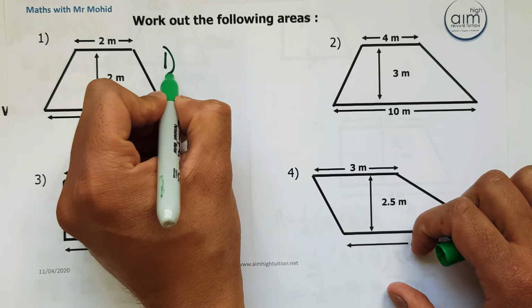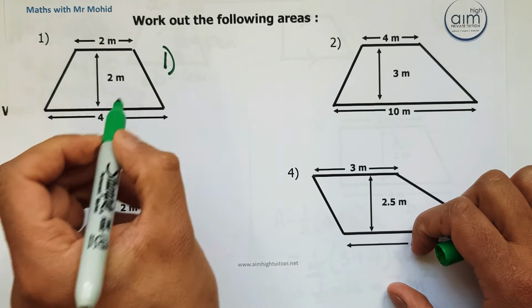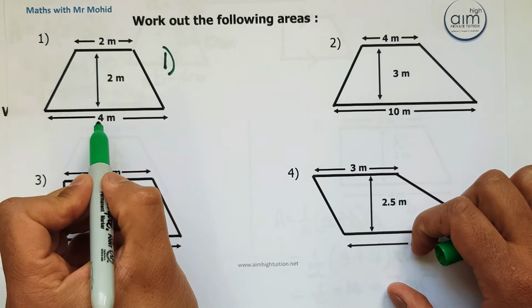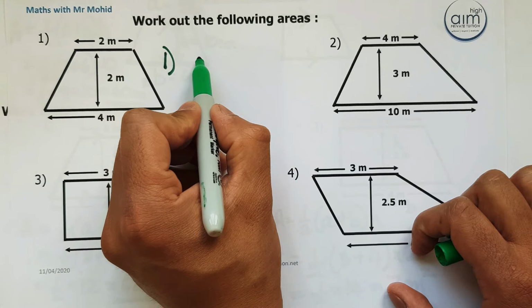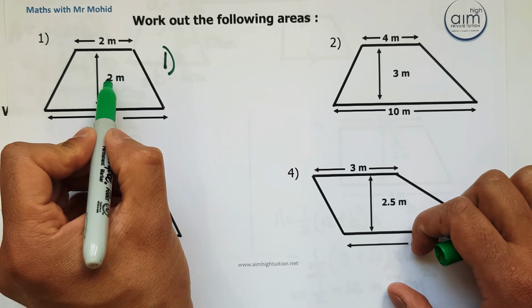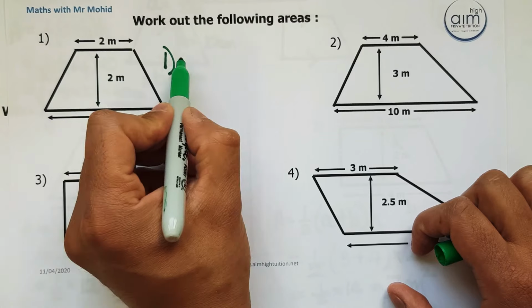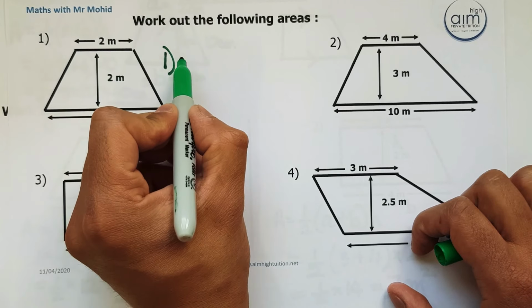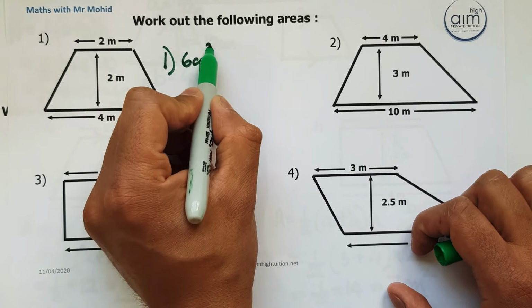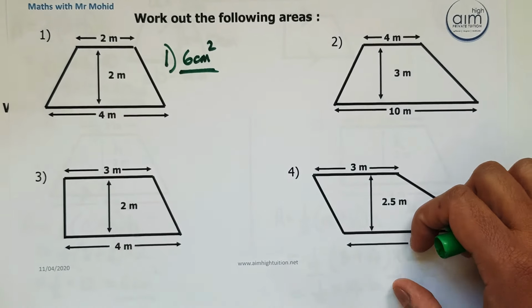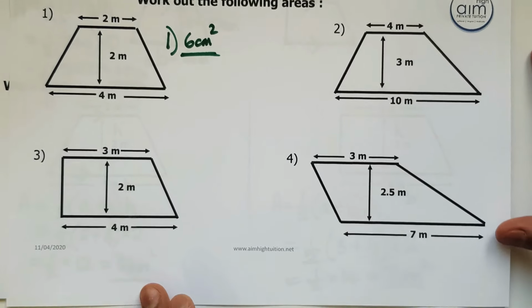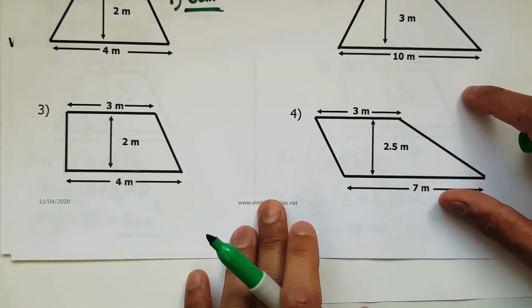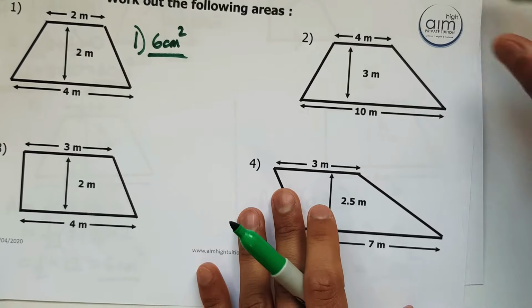Question 1, above plus below. So I'm going to do a lot of this in my head now. 2 plus 4 is 6. 6 times by the height, 6 times by 2 is 12, and half of 12 is 6 centimeters squared. Okay, that's how I could do it in my head. For the next few, I'll show the working out just in case you want to check. Question 2, I'll go across to question 2.